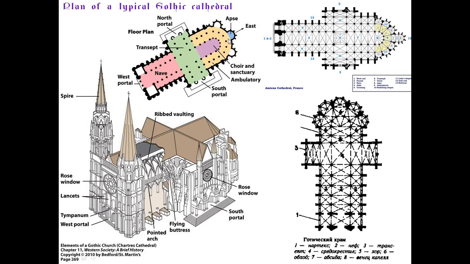In the east, we can see an apse. As usual, it had a semicircular shape. Sometimes there could be several apses, and they were not that huge, not that big and spacious as we could notice, for example, in Byzantine architecture.